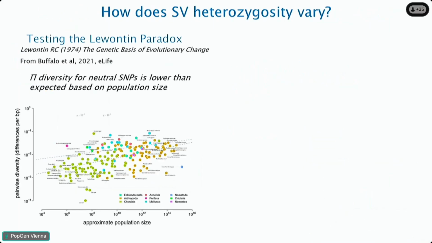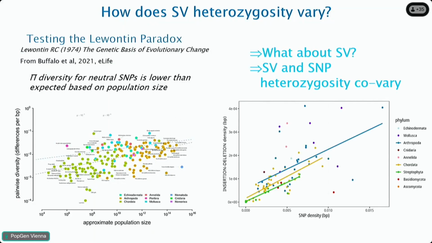And the next thing we are doing now with this data set is, for example, testing the Lewontin paradox. I'm not sure how familiar you are with that. The idea is that the bigger a population, the more genetic diversity you should expect. But as you can see here, that's the expectation of an increase, and when you look at SNP data, it's much lower diversity than what you would expect. So we would like to ask if this is also the case for structural variants. We expect yes, because in our data set, we see structural variant density increasing with SNP density. It just makes sense, more genetic diversity at all variants.